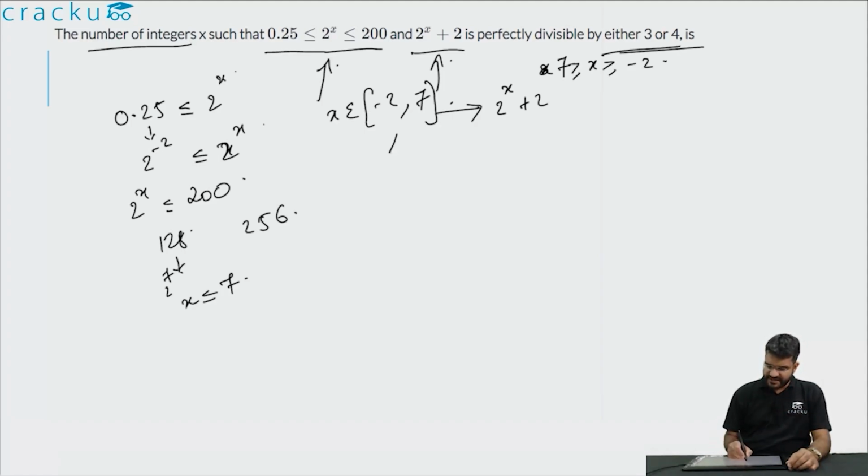So let us write it down, because there are only 7 plus 0 is 1, 8, and minus 2, that is 2 more, that is a total of 10 values. We will write them down and try to see which of these values is perfectly divisible by 3 or 4.